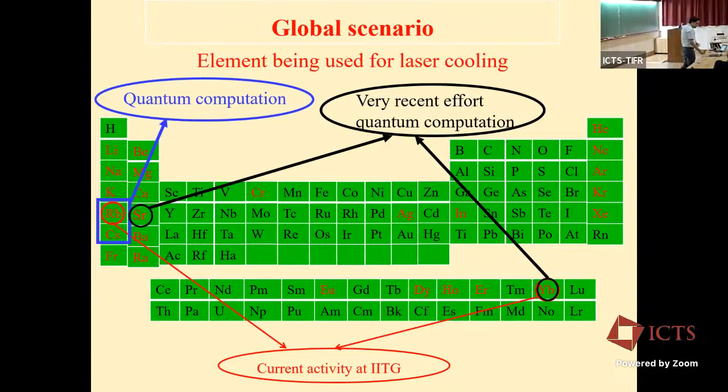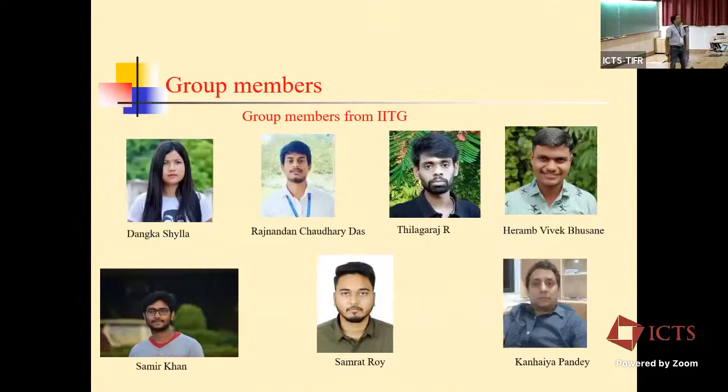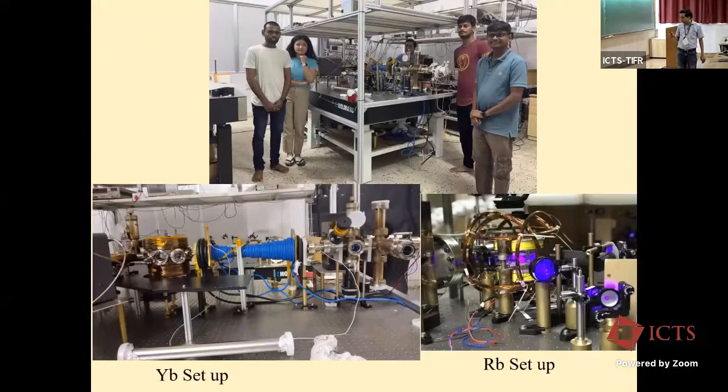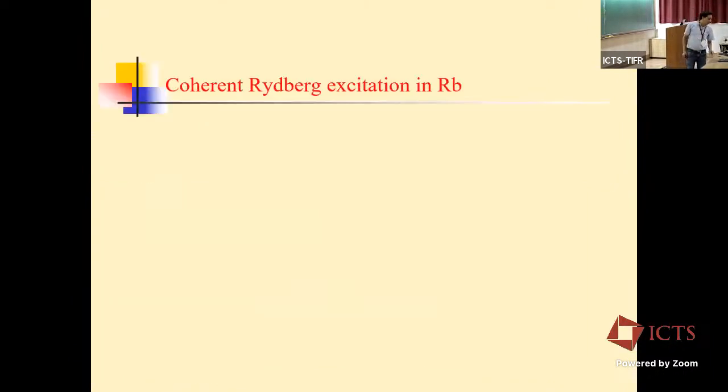After introducing the elements which are being cooled, let me introduce the group doing laser cooling in my lab. I have 6 PhD students, and here is my lab. This is basically the setup for ytterbium, and this is the Zeeman slower you can see here. And I have a very small setup for rubidium.